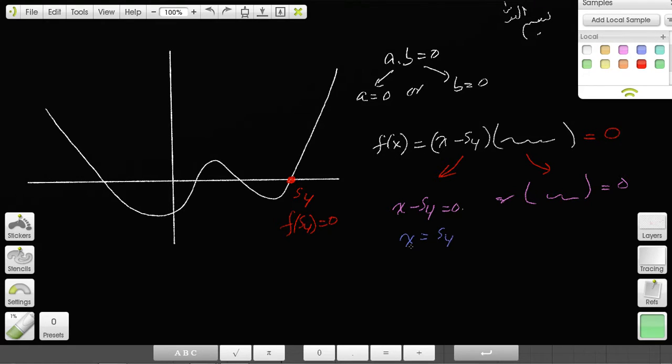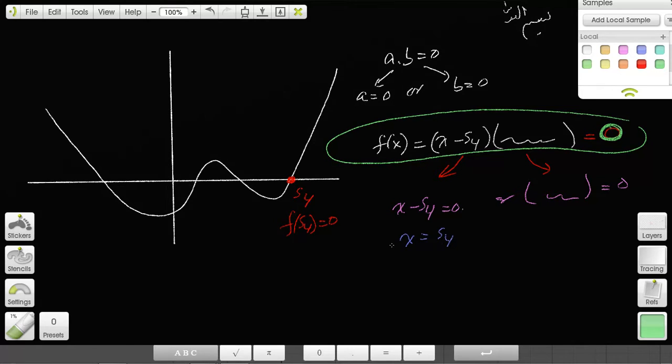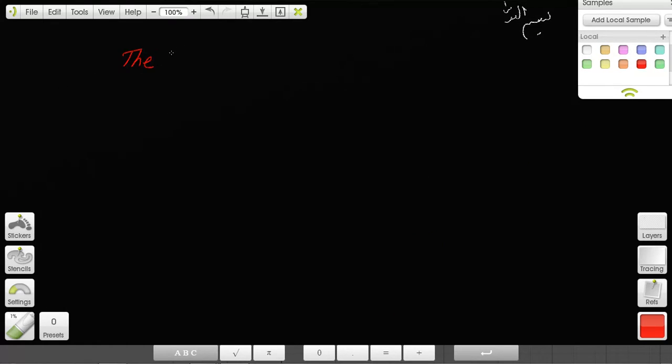So if you say x is equal to s4, when f of x is 0, starting from this 0 over here, then if this is the case, then this has to be the case, and that has to be a factor. Okay, so that is the factor theorem. I'm going to state this now.